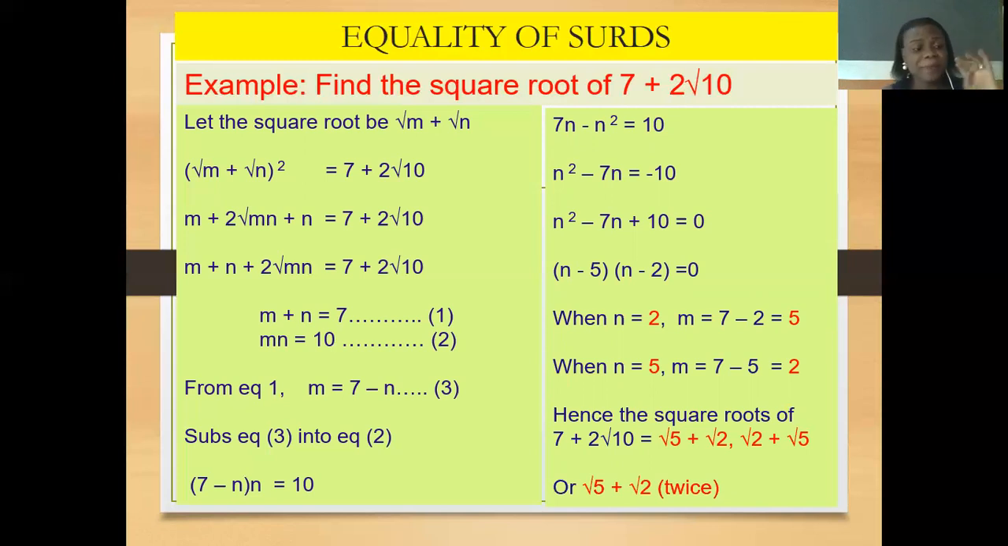So that's why I tried my best to explain the concept of equality of surds to you, to make you understand that for two surds to be equal, the rational portion of the first one must be equal to the rational portion of the second one. And the same thing goes for the irrational portion.